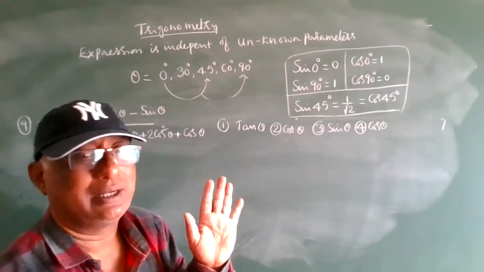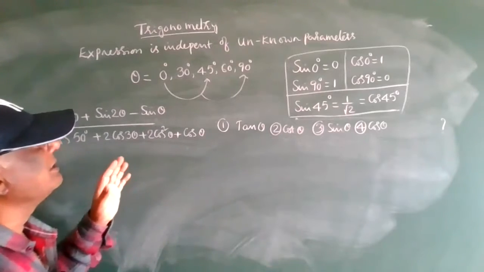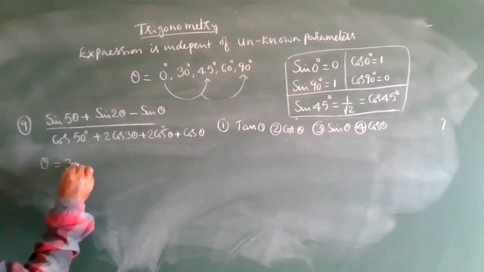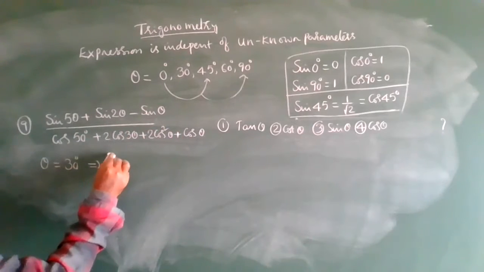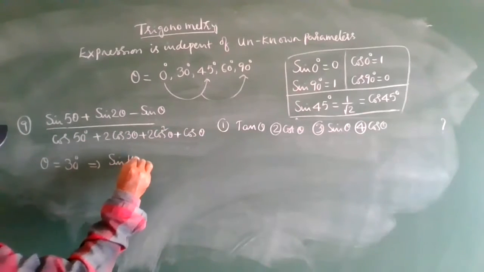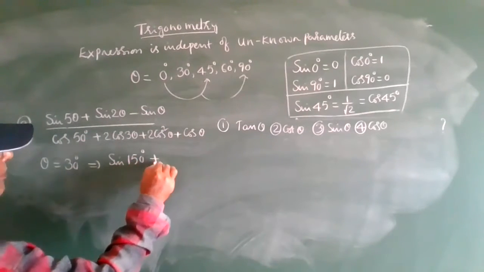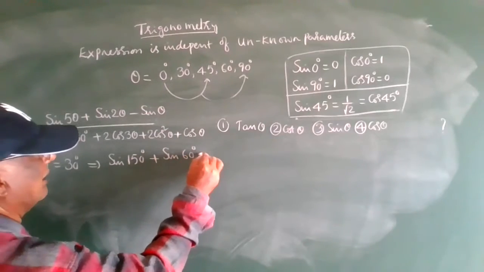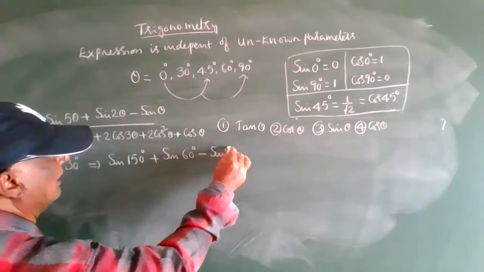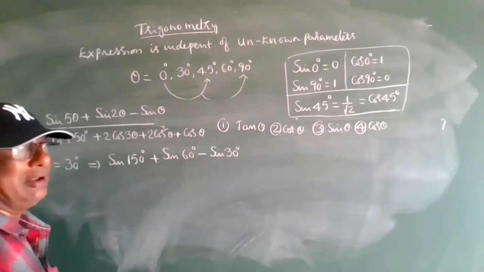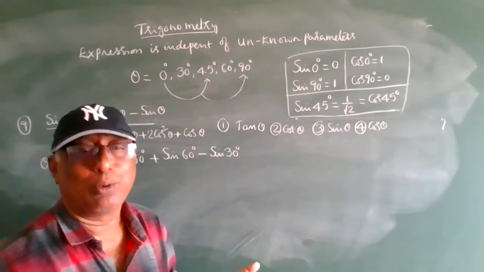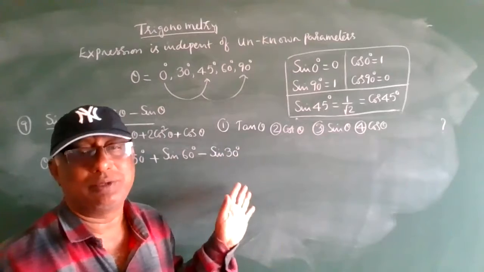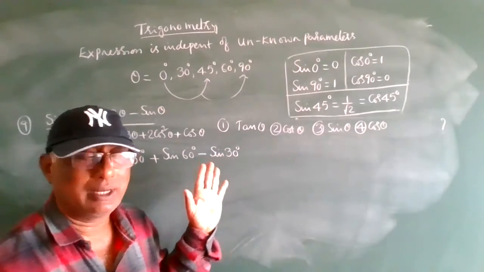I am going to take 30 degrees. Okay? 30 degrees means theta is equal to 30 degrees. Now sine of 5 into 30 is 150 degrees, plus sine of 2 into 30 is 60 degrees, minus sine of theta is 30 degrees. I will feel very happy. So no root terms. If you are getting root terms and you solve it, then no objection. You can take 45. Okay?